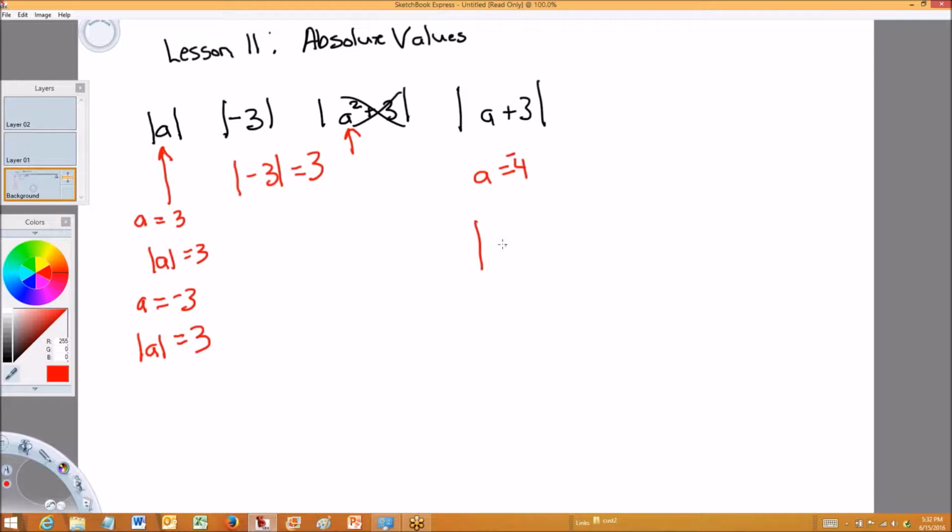So if a is, say, negative 4, then you've got the absolute value of negative 4 plus 3, so you've got the absolute value of negative 1, and that's equal to a positive 1. Again, the absolute value sign basically makes sure that the expression inside the brackets, if you will, the vertical brackets, is positive. It is not negative.